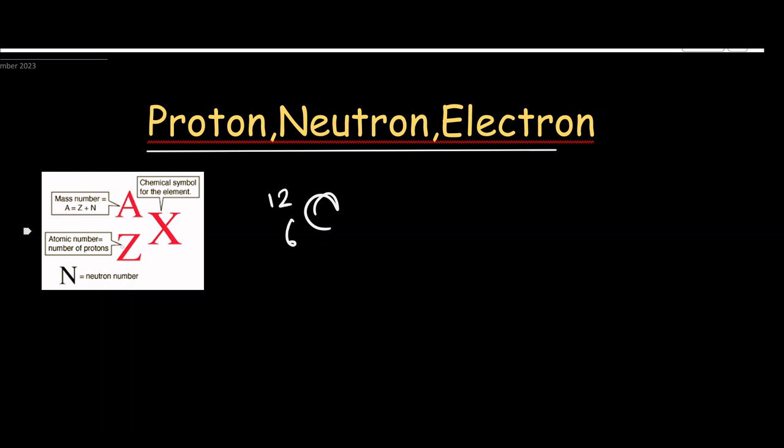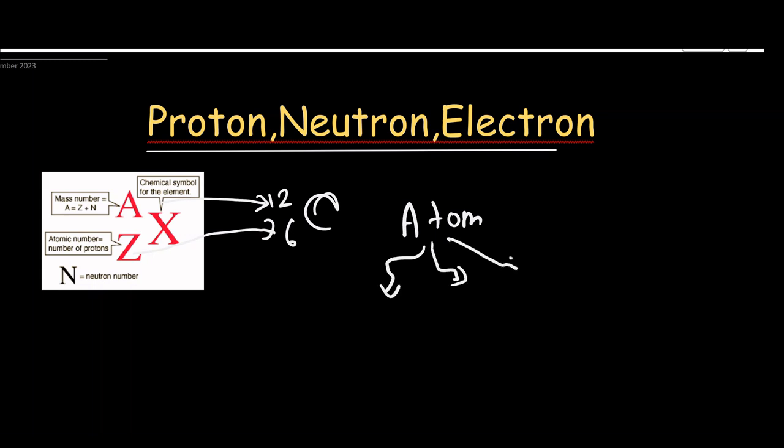So what exactly is Z? Well, this Z is actually the proton number, while this 12 is the atomic mass number. So what about neutrons? First of all, what is a neutron? What is a proton? What is an electron in the first place? Well, an atom contains these three particles. What are they? They are the proton, the neutron, and the electron.